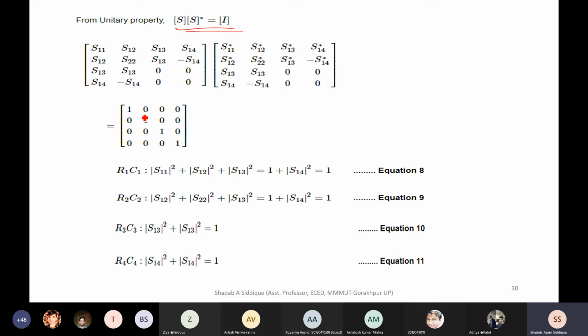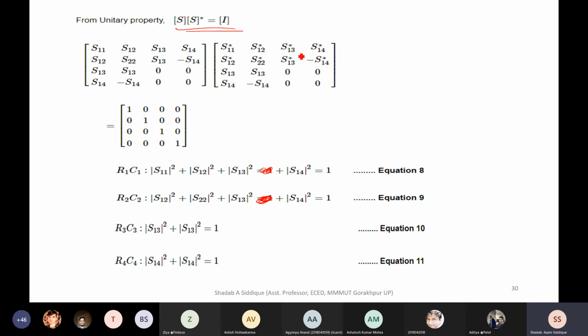Okay, so now we see here, if we multiply row 1 with column 1, then what will happen? So S11 squared, S12 squared, S13 squared, plus S14 squared is equal to 1. Similarly, if you take row 2 with column 2, S12 star, so S12 squared, S22 squared, and S23 squared, S24 squared will be there, which is equal to 1.